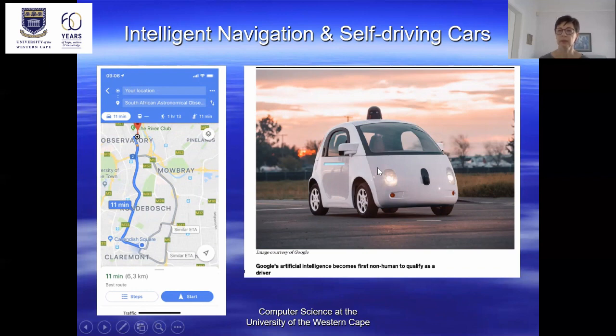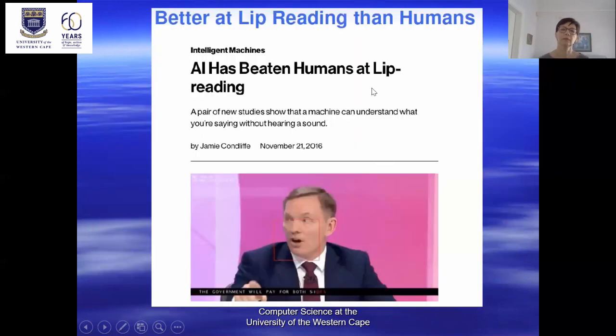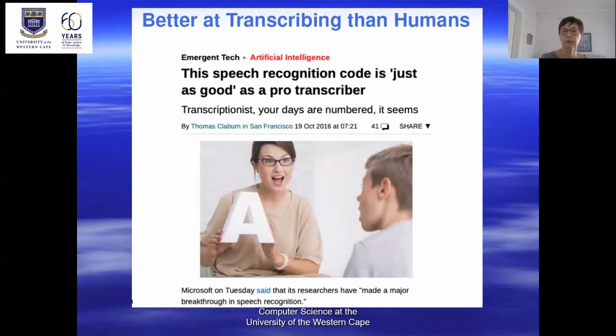And when we look at self-driving cars, we also need these types of navigation applications, but it needs a whole bunch of other things. As we've referred to before, it needs to be able to see what's going on in its environment. It needs to see the road, the red lights, pedestrians, possibly an accident that it has to pass on the road, with obstacles in its way. So it's a very advanced form of AI application. Other applications where AI systems perform better than humans are lip reading and also transcribing.